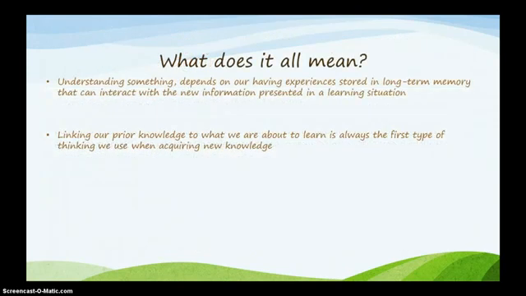So what does it all mean? Understanding something depends on our having experiences stored in long-term memory that can interact with the new information presented in a learning situation. So linking our prior knowledge or our old knowledge to what we are about to learn is always the first type of thinking we use when acquiring new knowledge. And if we don't have prior knowledge of something, it makes it much harder to try to interpret and digest new material.